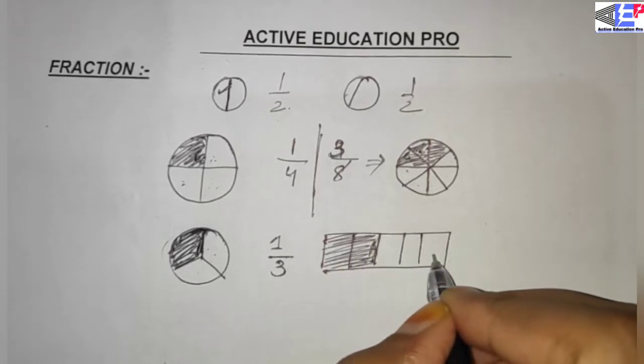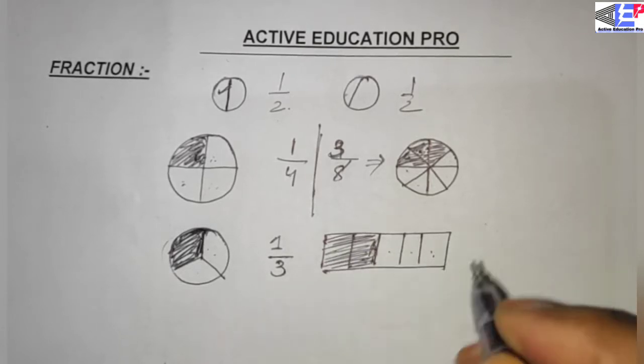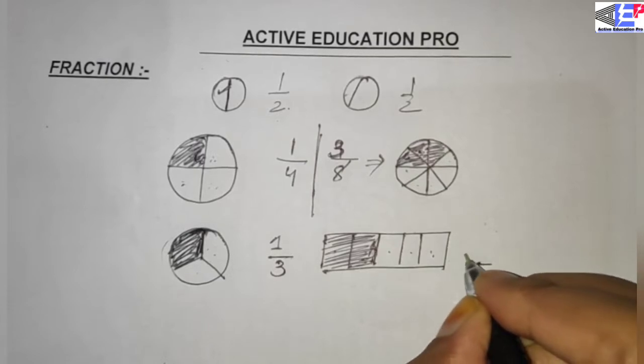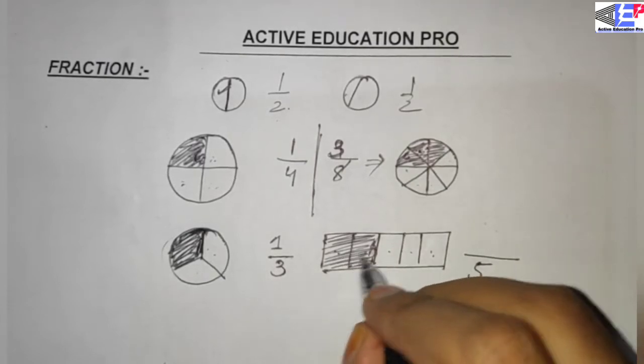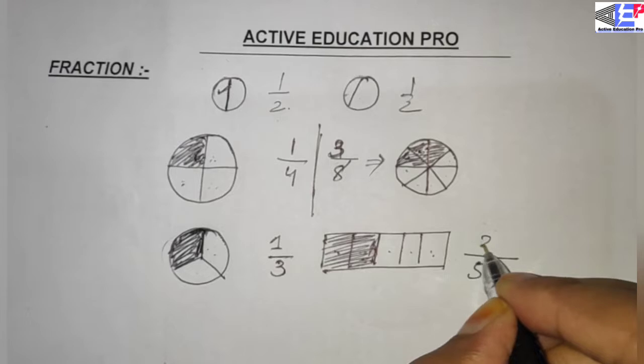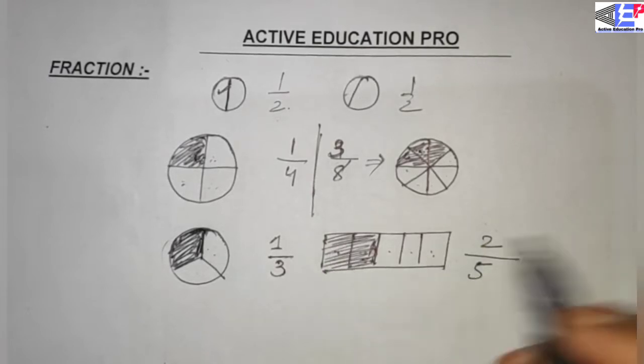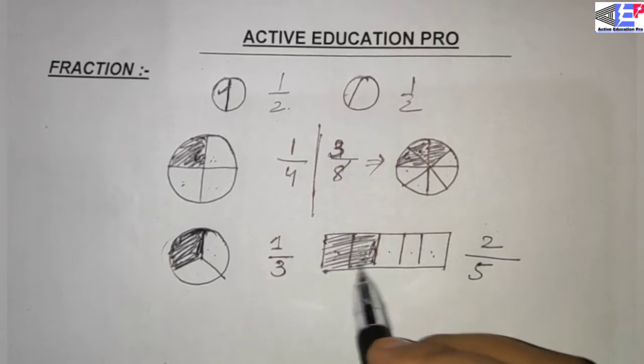Suppose there is another rectangle. There are 5 equal parts: 1, 2, 3, 4, 5. So the denominator is 5 and there are 2 shaded parts: 1, 2. This is 2 by 5. So this figure presents 2 by 5. The shaded area is 2 by 5.